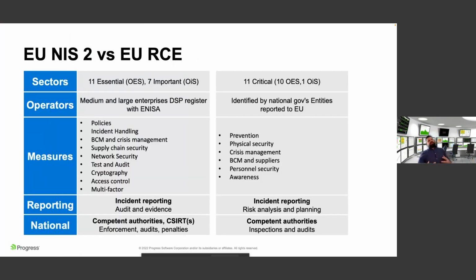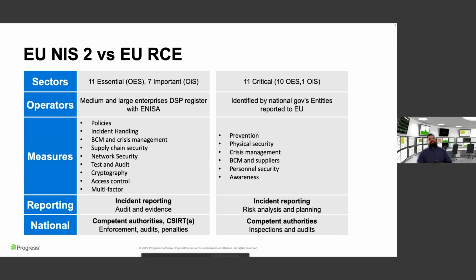So what's the main difference between the Network Information Security Directive and the resilience of critical entities? So as I mentioned, the sectors. In NIS there are 11 essential and 7 important sectors. And in RCE there are 11 critical sectors, but they are including the 10 essential and 1 important entity.